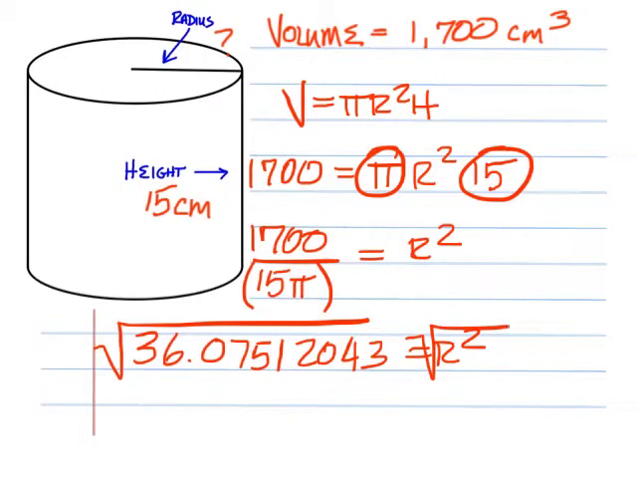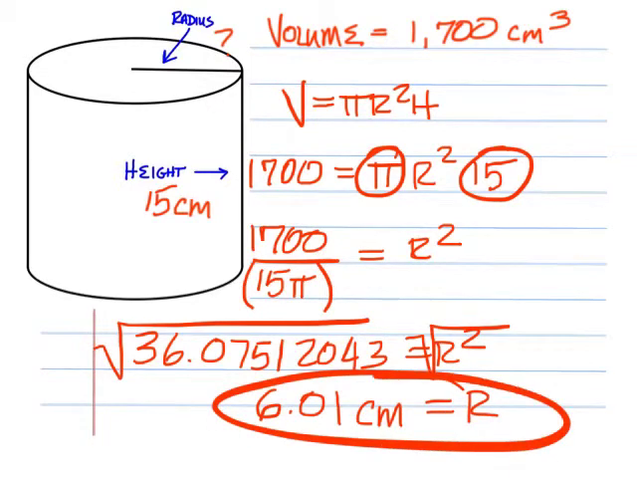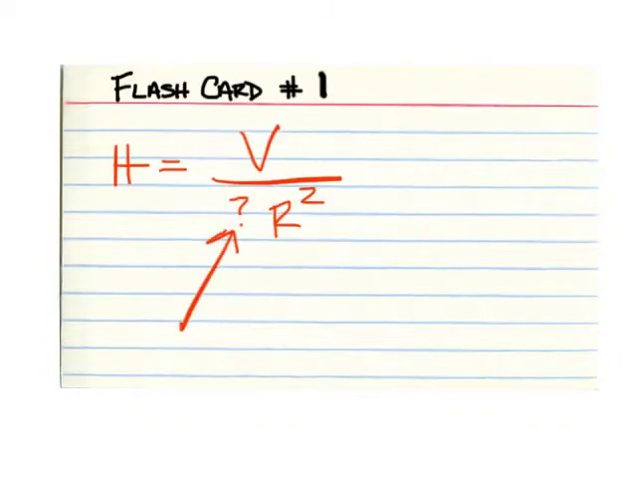And now you have to find the square root of both sides. That's going to give you the following number: 6.01 centimeters is the value for r.